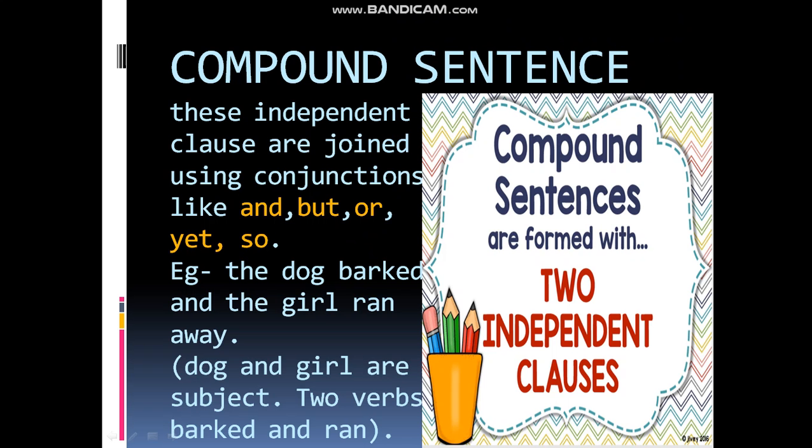The dog barked and the girl ran away. So dog and the girl are what? Subject. And ran and barked are the verbs. So again we have a compound sentence which contains a subject and a verb, and they are connected with one another with a conjunction.